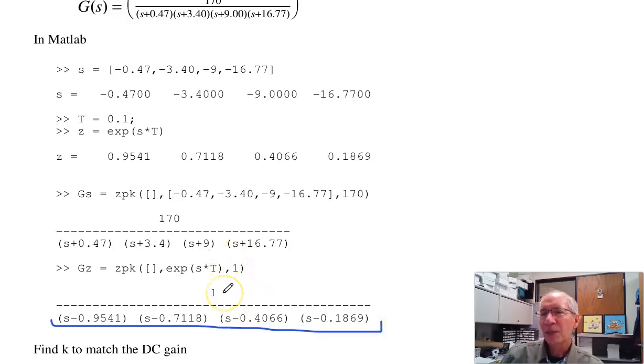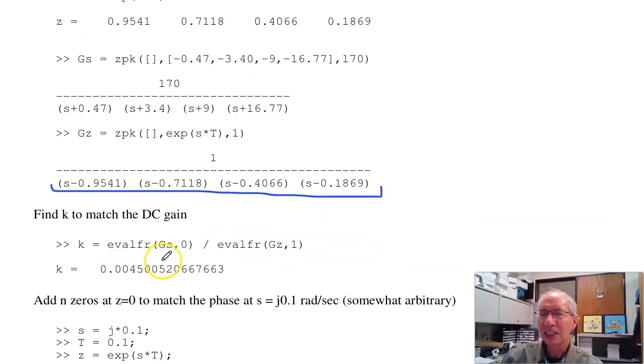To find K, match the DC gain. So this is G of S. Find the DC gain of G of S over G of Z. K is 0.0045. Not uncommon to get really small numbers. This is basically how much the discrete time system changes in one sample.